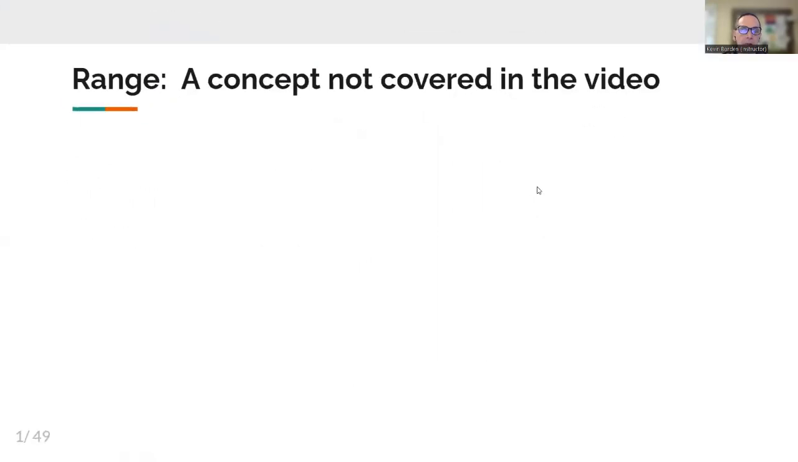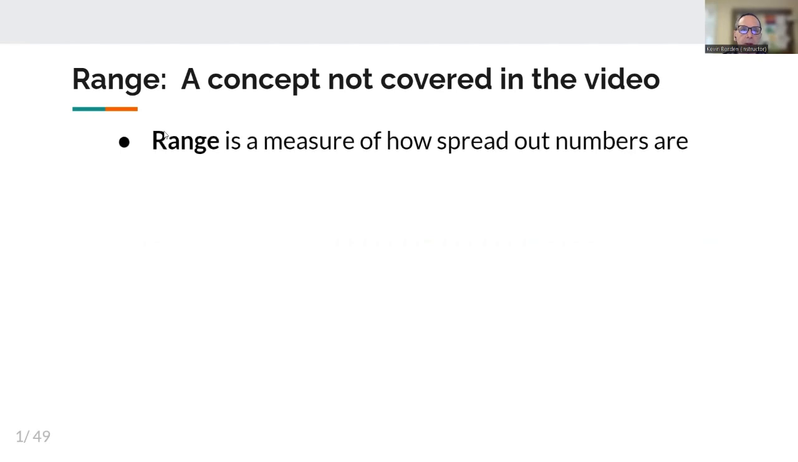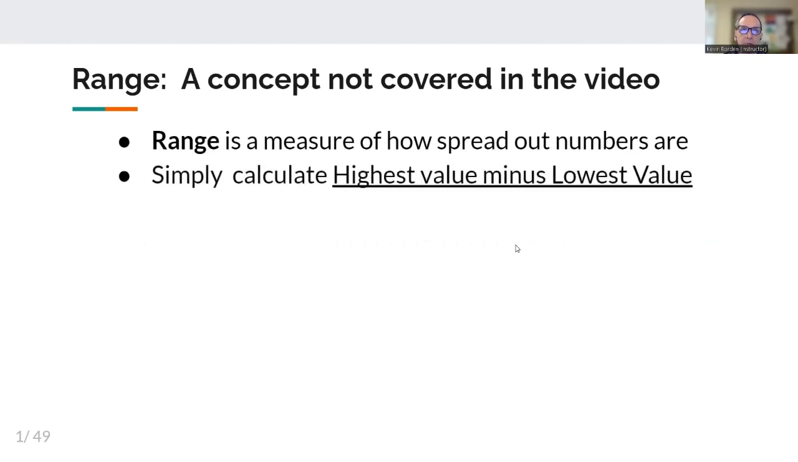Another concept that's not covered in the video that you might be asked about is the range of a set of numbers. It's simply a measure of how spread out the numbers are. And the way we're going to find the range is to subtract the lowest value from the highest value. We find the minimum, we find the maximum, and we subtract. So let's do a little bit of practice.